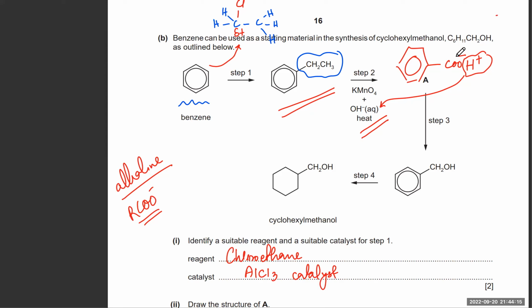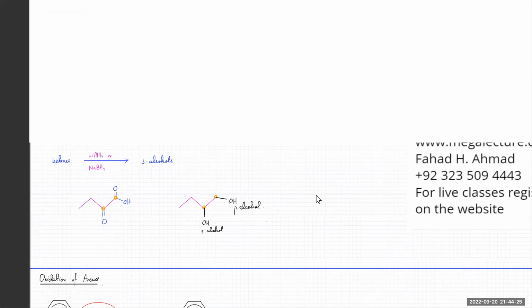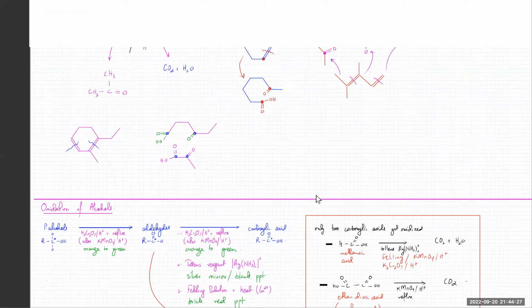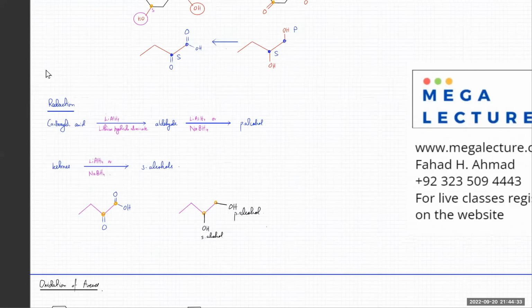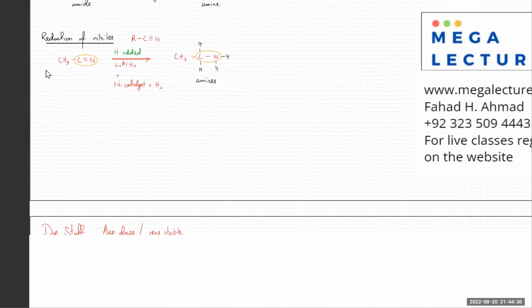How do you turn a carboxylic acid back to an alcohol? What do you need? Reduction. Reduction, right? So it's going to be the reverse of what you did: the carboxylic acid turning back to an aldehyde, turning back into a primary alcohol. So where's the reduction part? This one.